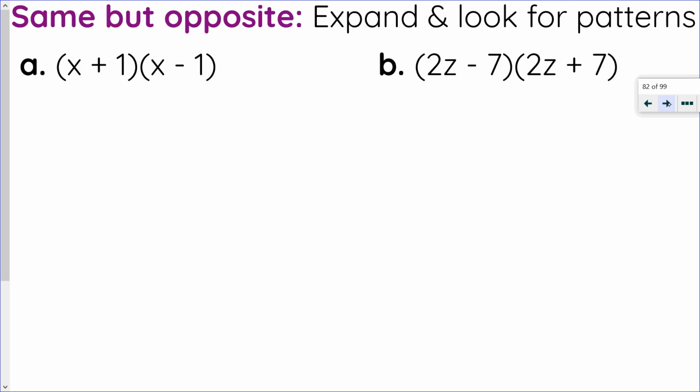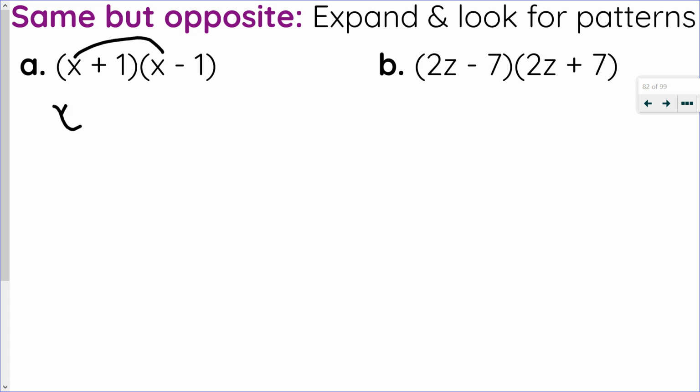Okay, and this is our last type of perfect squares, or sorry, perfect or unique polynomials. These are the same but opposites. So see how the factors are same but opposite? X plus 3 and then x minus 3. 2z minus 7, 2z plus 7. I want to expand this and see if I can come up with any patterns.